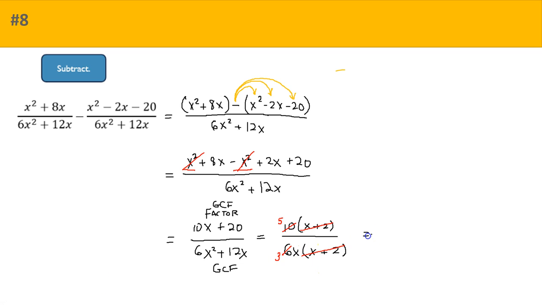All right, so in the numerator we have 5. In the denominator I see 3 and the x. So it cannot be reduced any further. So this is our final answer.